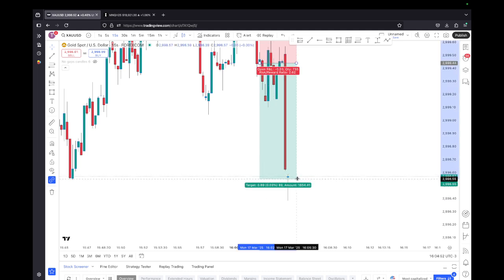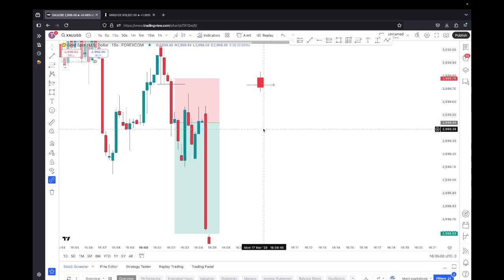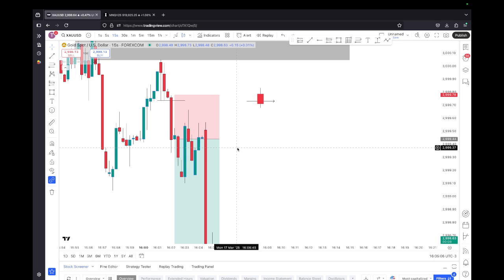This is like 1 is to 2.5, right? And this is literally happening as I'm recording the video. So I'm not cherry picking my trades. This is what I do every day, almost what I do every day. So just like that, you would have had a 1 is to 2.5, right?